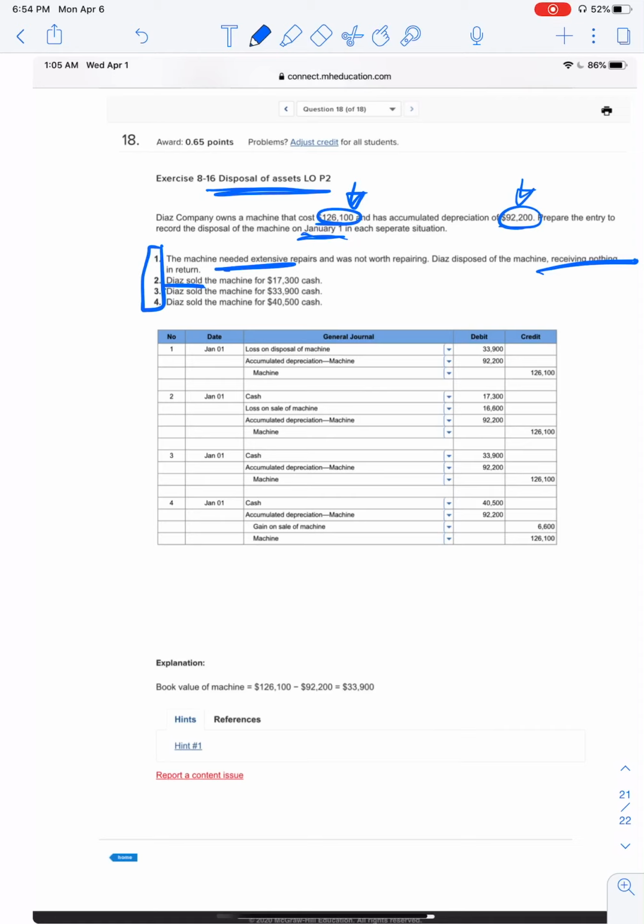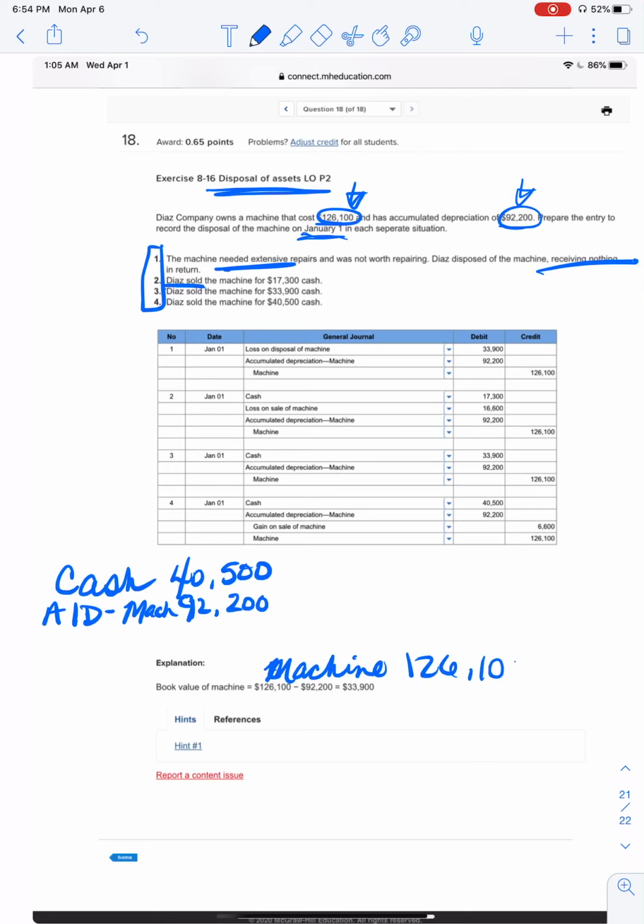Finally, for situation number 4, DS sold the machine for $40,500 in cash. We'll start with the easy part. Debit cash, $40,500. Debit accumulated depreciation - machine, $92,200. Credit my equipment or my machine for the $126,100. And now you say, well, what's bigger, 40 plus 92 or 126?